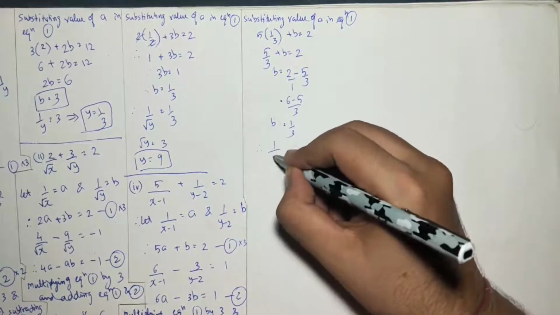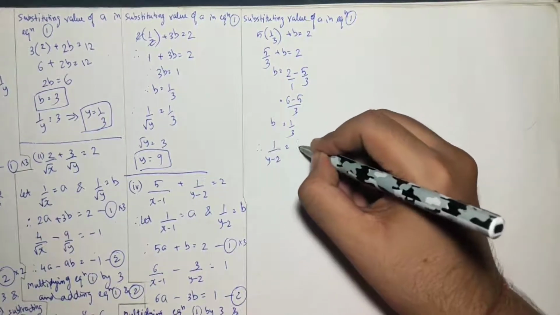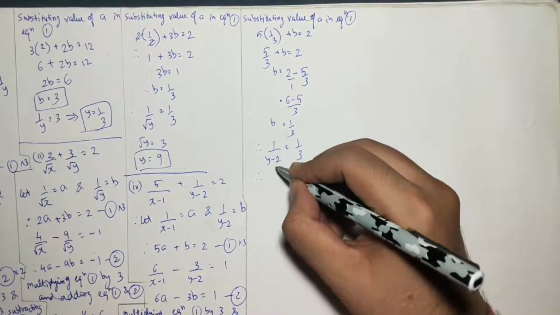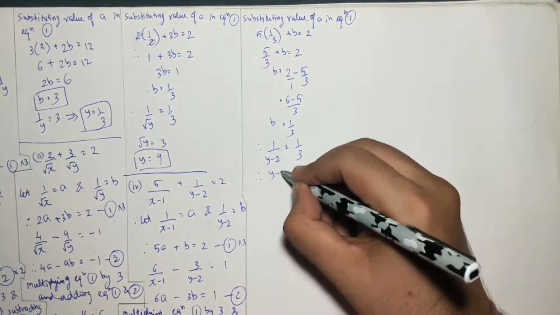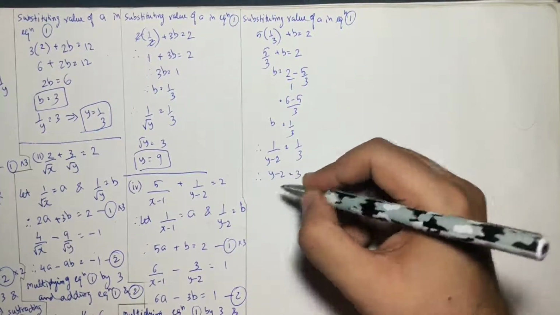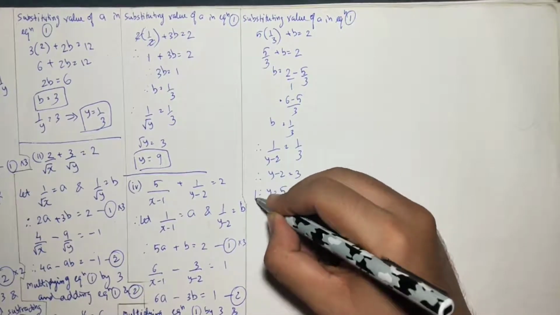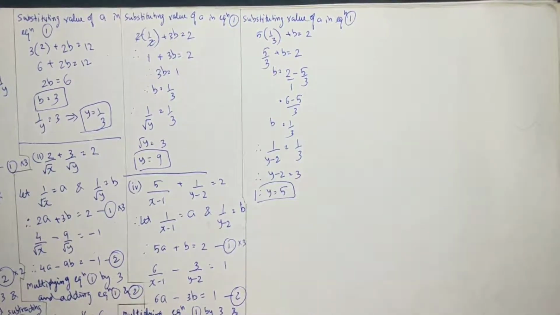What was the value of b? 1 upon y minus 2 equals 1 by 3. Therefore, reciprocaling, y minus 2 equals 3. This 2 will go to that side, so y equals 5. So I hope you understood how to do this sum.